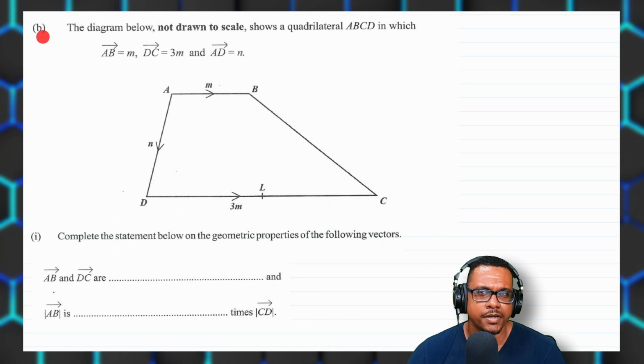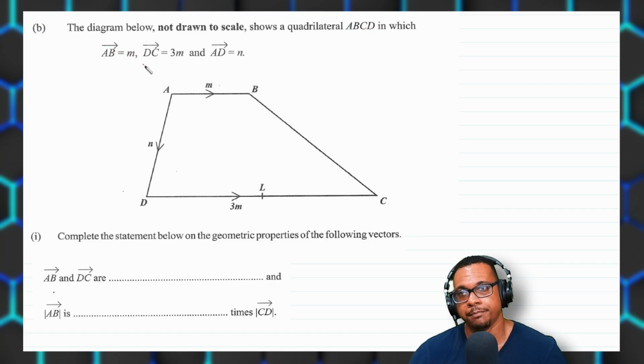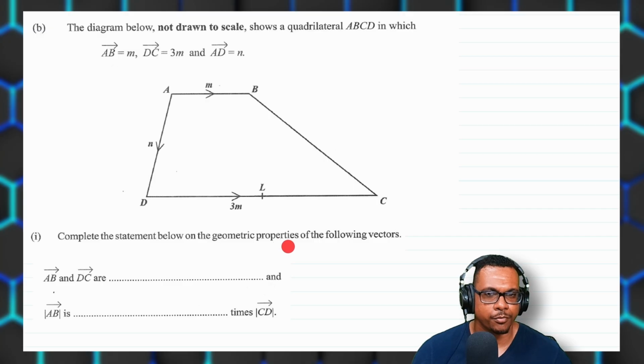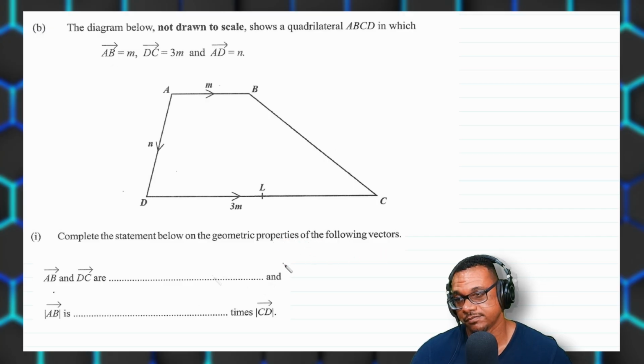So now moving on to part B, which is the vectors part of the question, we have the diagram below, not drawn to scale, which shows a quadrilateral ABCD, in which the vector AB is equal to M, the vector DC is 3 times M, and the vector AD is equal to N. Now they're saying here to complete the statement below on the geometric properties of the following vectors. So we have vector AB and vector DC are.